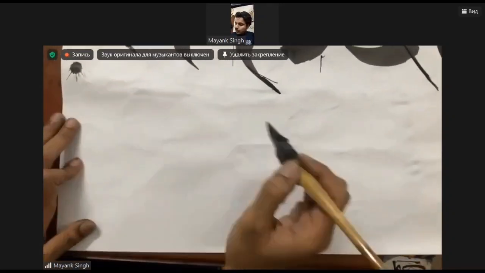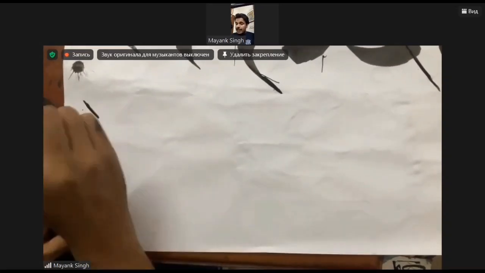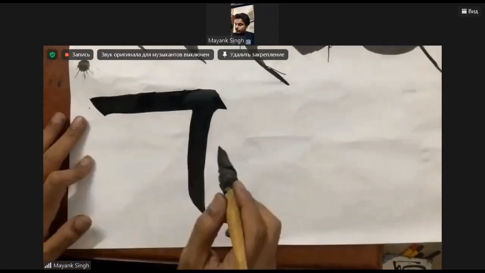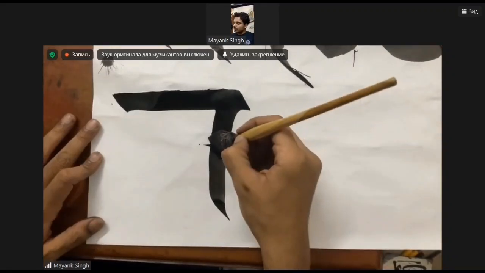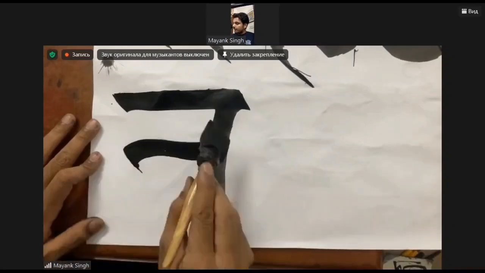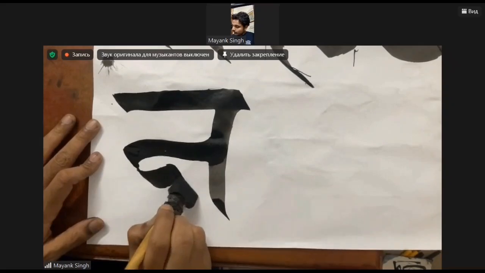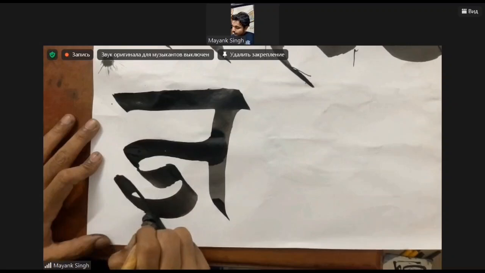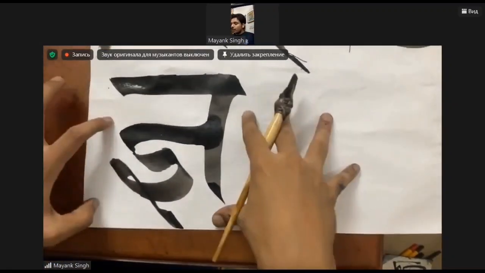Gya and tra. Gya is similar to E again. E and ja. It's a mix of both. Shirorekha, the common stroke, middle. I hope you can see. This is like E. It curves and then elongated nukta, and then the lower stroke. So you have to make E with ja. So that's how you get gya.